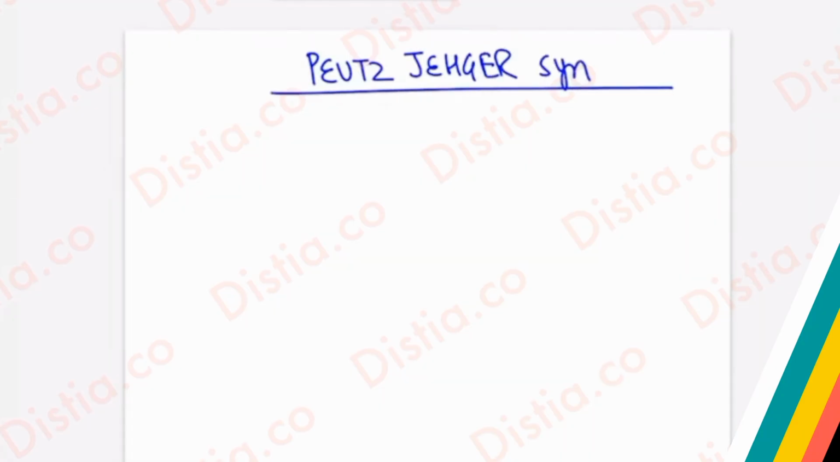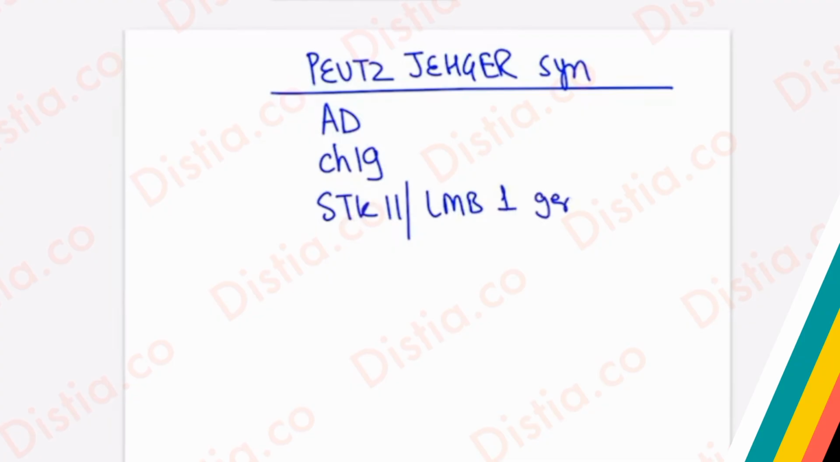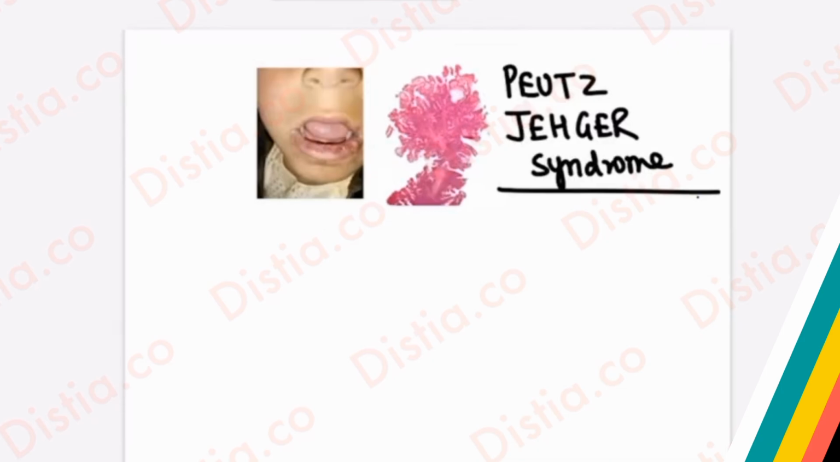Peutz-Jeghers syndrome. This is, I think, one of the most well-read topics by people in pathology, so I'll just focus on the salient aspects here. First and foremost, I'll mention the genetics component. Yeah, it is autosomal dominant. It is related to chromosome number 19, and the gene is what they love to ask, that is STK11 and LKB1 gene.